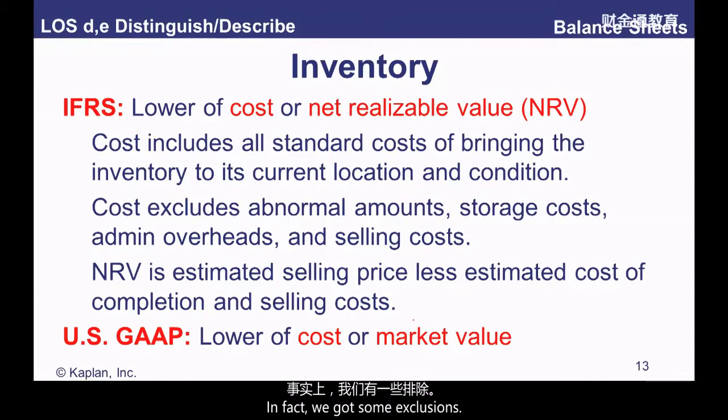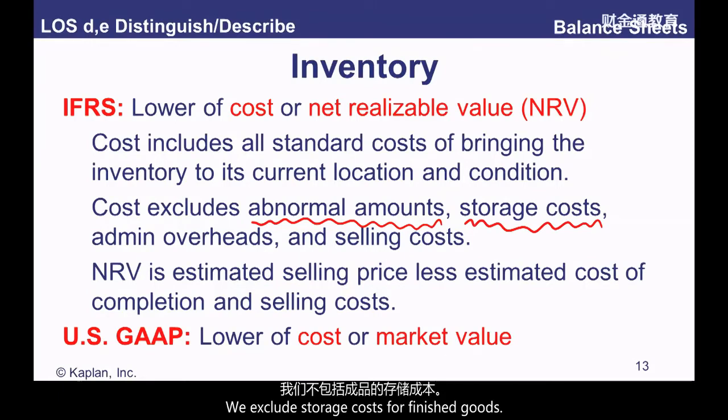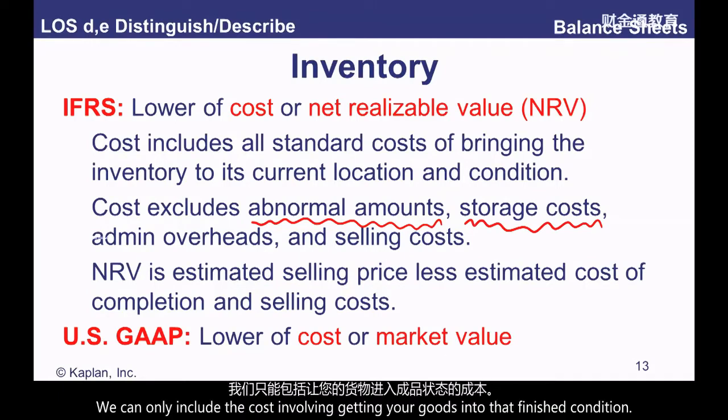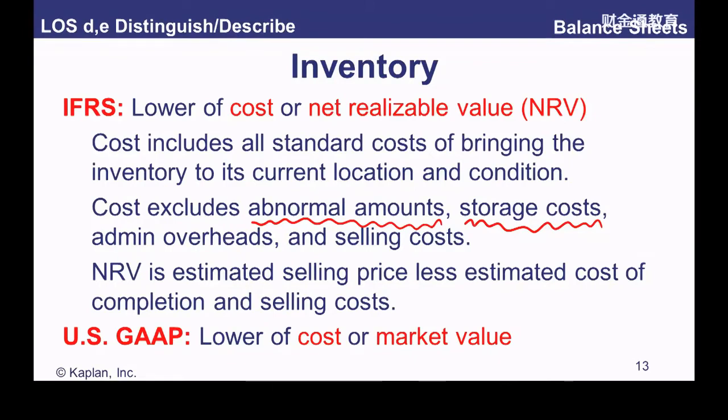In fact, we've got some exclusions. So we exclude abnormal amounts. Why is that the case? Well, because it's the standard cost of production. We exclude storage costs for finished goods. Why? We can only include the cost involved in getting your goods into their finished condition. Storage costs of finished goods are after that.